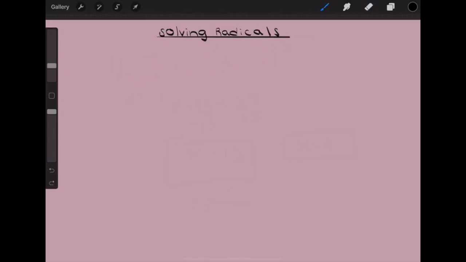So this next problem's a little different because we have a coefficient in front of this square root. So we have 2 square root of x is equal to x. So the first thing we're going to do is square both sides just to make things easier. So we have to square this 2 to get 4.